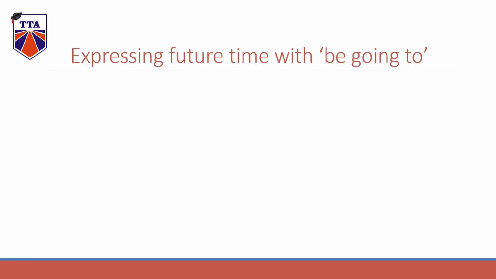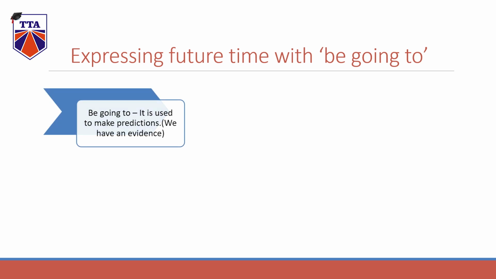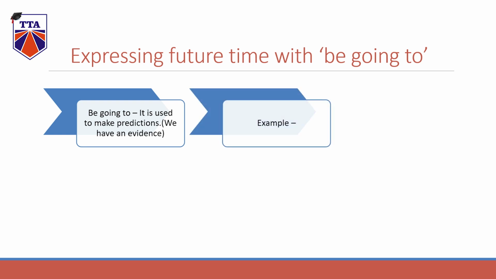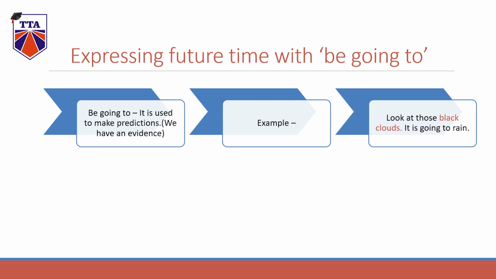Moving on, let's discuss the usage of be going to. Expressing future time with be going to. Now, be going to is used to make predictions, but when we have evidence. For example, look at those black clouds. It is going to rain. You can see black clouds indicate that there is evidence. That is why we will use it is going to rain.